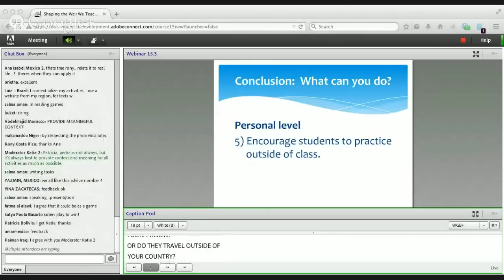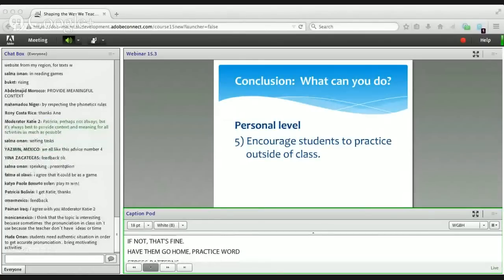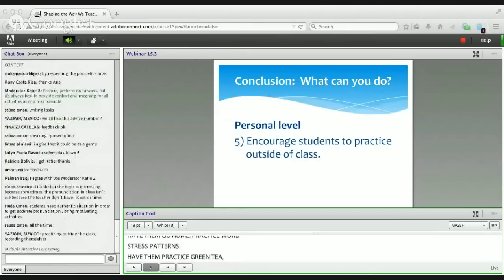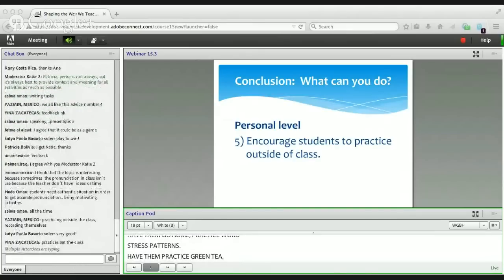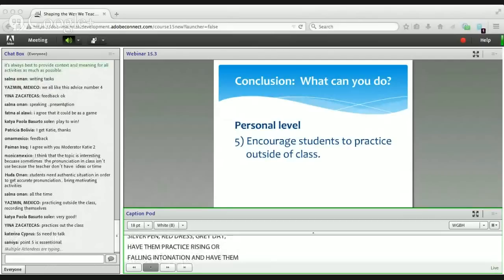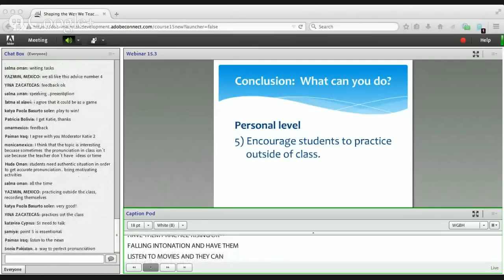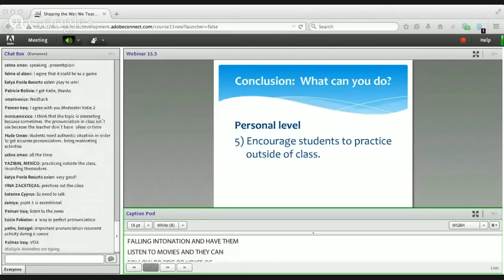Have them practice green tea, silver pin, red dress, gray day. Have them practice rising or falling intonation. And have them listen to movies, or BBC or Voice of America, and they can follow along and try to imitate the speaker. So they can do that.